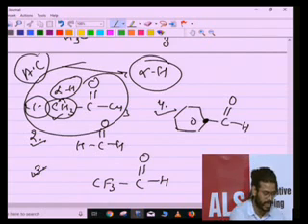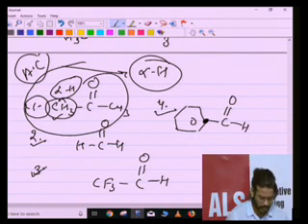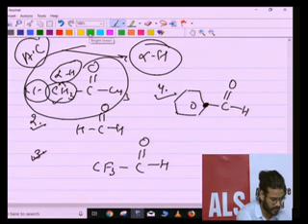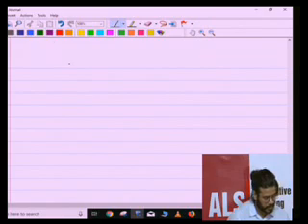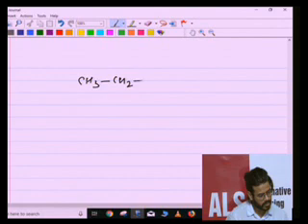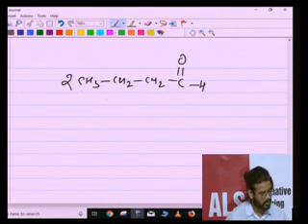Now let's move to the next one. I'm giving you some questions for practice, and we'll discuss this in the next class. Alright, so the compound is CH3CH2CH2C=O H. This is the homework question. It's reacting with dilute NaOH.